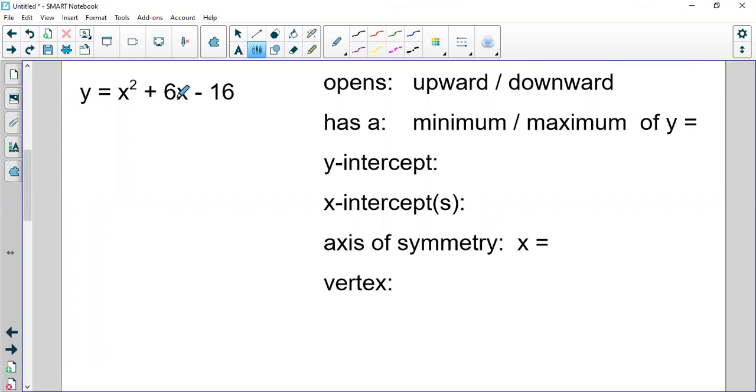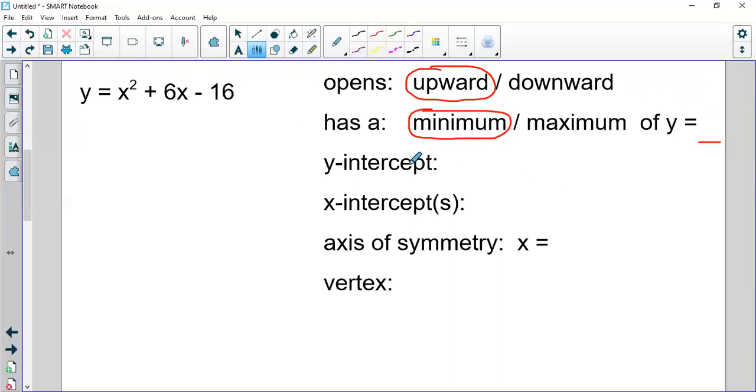y equals x squared plus 6x minus 16. The a value is positive. Therefore, my parabola is going to open upward. Which means if it opens upward, it has a bottom. It's going to have a minimum value. But I don't know that minimum value yet, so I'm going to leave this blank for now. I'm going to have to fill this in in a few minutes.